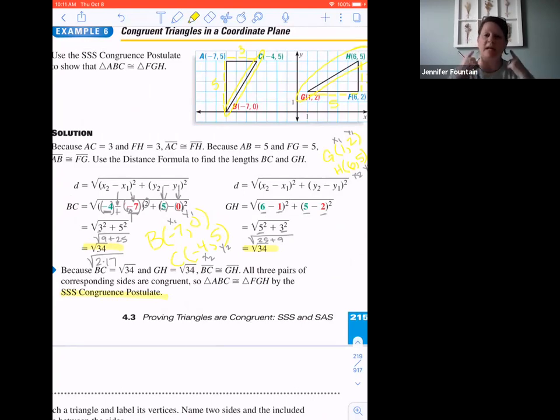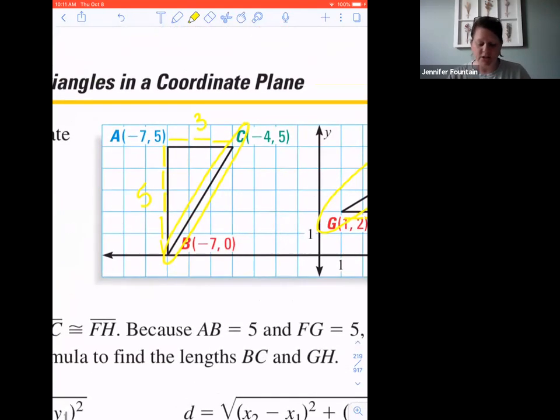Also, they are expecting you to start figuring some things out here. Just like they did not say AC is 3 and AB is 5. They did not tell us that. They are expecting you to know how to figure those measurements because it's on a graph. All you have to do is count it. What you can't count is a diagonal. Therefore, you have to use the distance formula.